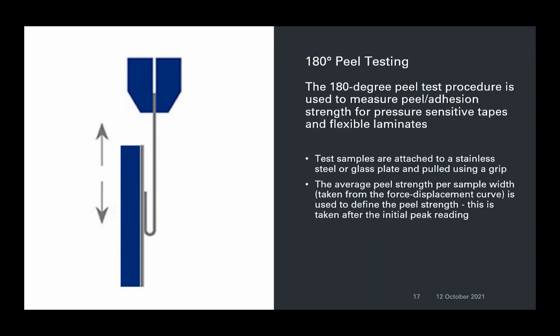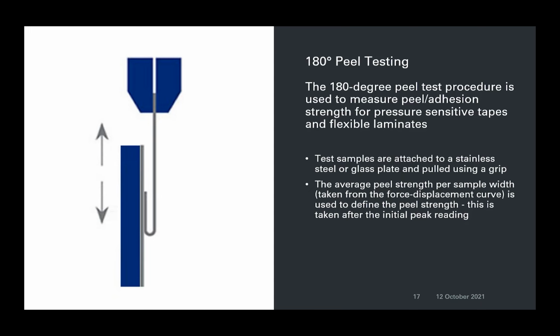And the third type of peel test is that 180-degree test. Again, a unique test, but very commonly used for pressure-sensitive tapes and flexible laminates. Test samples are usually attached to a stainless steel or glass plate and pulled using a grip. The same calculation applies, the same as for the T-peel or the 90-degree peel test, the force to debond per the width of the specimen.